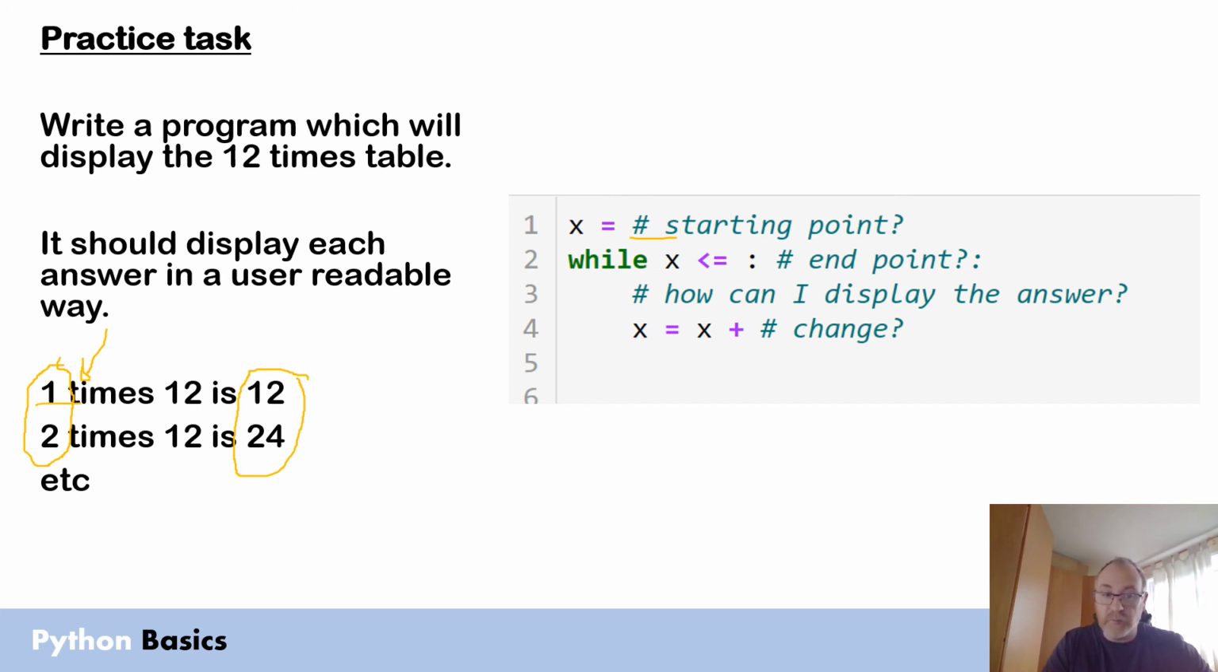My end point, well, think about when the 12 times table tends to end. Think back to primary school. When did you stop your 12 times table? That's where your program should end. And how's it going to change? Well, what's the pattern between these numbers? How am I getting from 1 to 2, 2 to 3, and so forth? I'm hoping it's obvious, but it's worth pointing out.